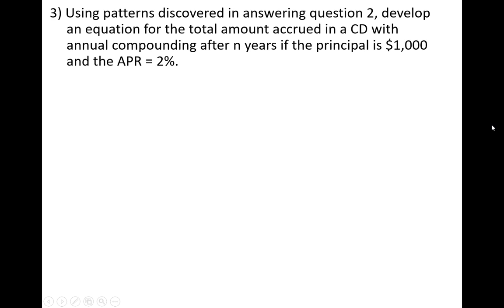It says, using patterns discovered in answer 2, develop an equation for the total amount accrued in a CD with annual compounding after n years if the principal is $1,000 and the annual percentage rate is 2%. So we know that amount is going to be the principal amount, 1 plus the interest rate times the number of years or the number of compounding periods. So our principal was 1,000. Our rate was 2%, 0.02, and we're going to have 10 compounding periods.